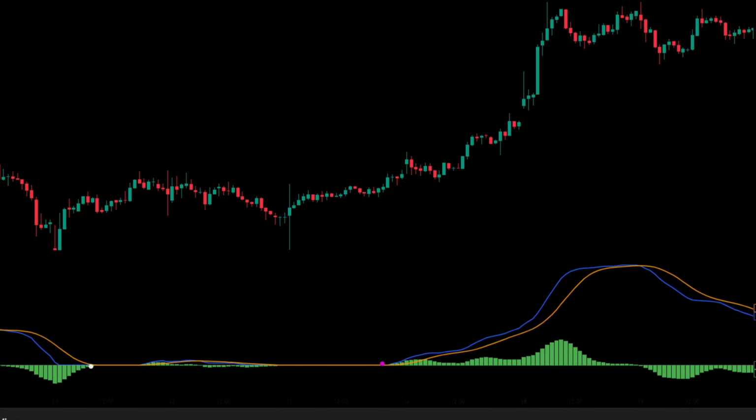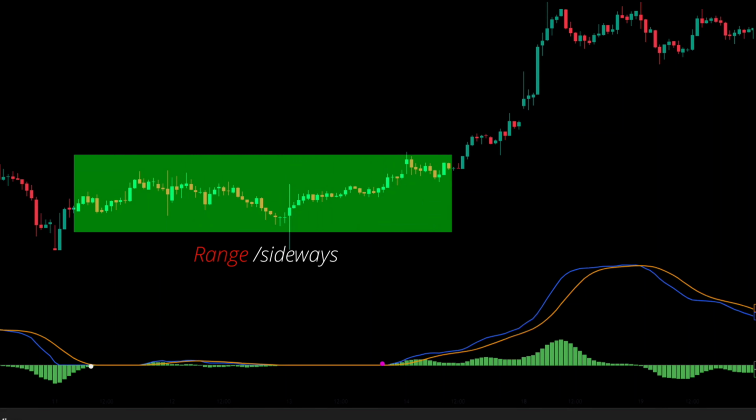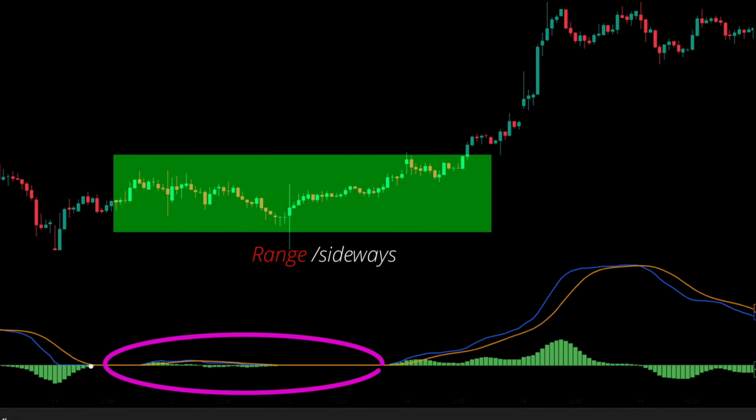You all know about the special features of M plus MACD. When the market is in a range, then this indicator becomes flat. And when this indicator becomes flat, it means that the market is currently moving sideways. And the longer this flatness lasts, the more chances there will be of the breakout being strong.